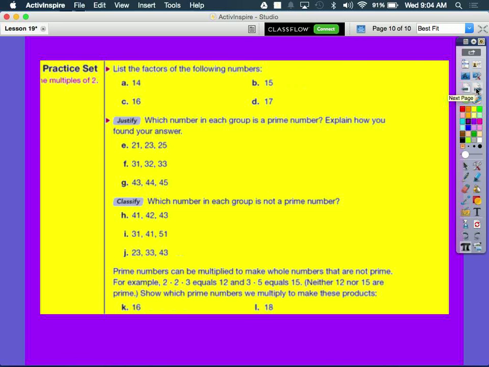Okay? Here's your practice set. So go ahead, answer the questions. It looks long, but it should be pretty quick, and some of them are quick, easy answers. Some of them are just finding the factors of numbers, prime numbers, things like that. So go ahead and do A through L. If you have any questions, make sure to bring them to class. Make sure you remind me to go through prime numbers with you in class.